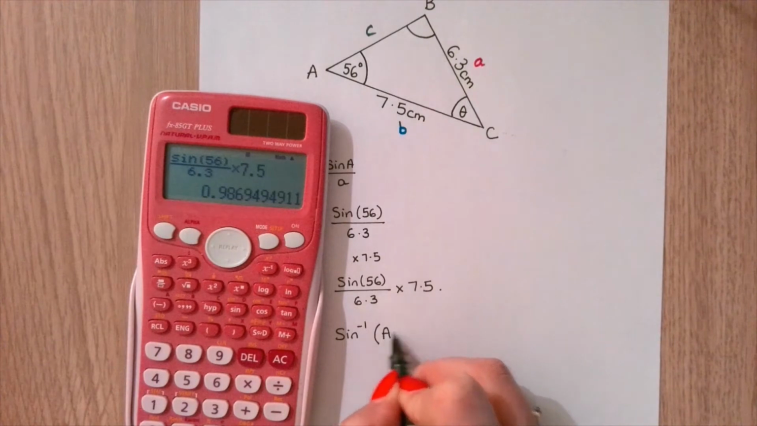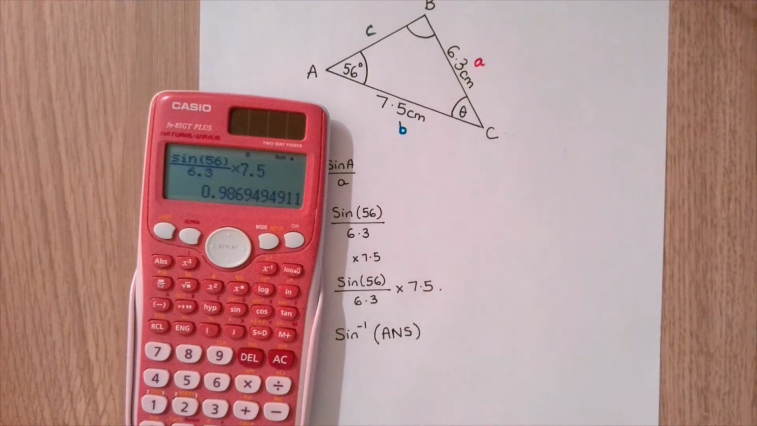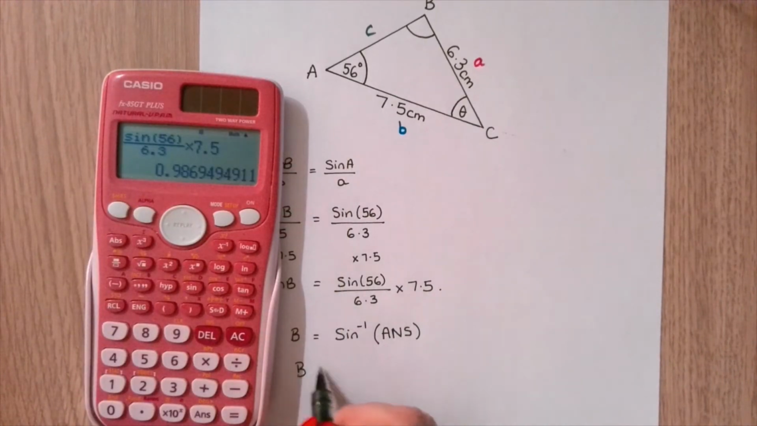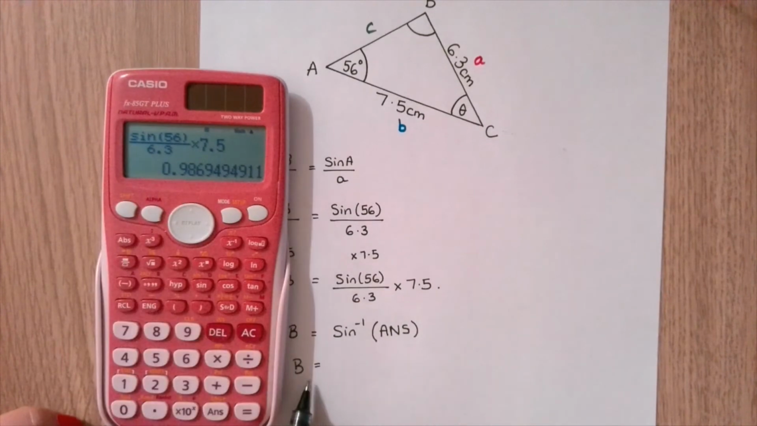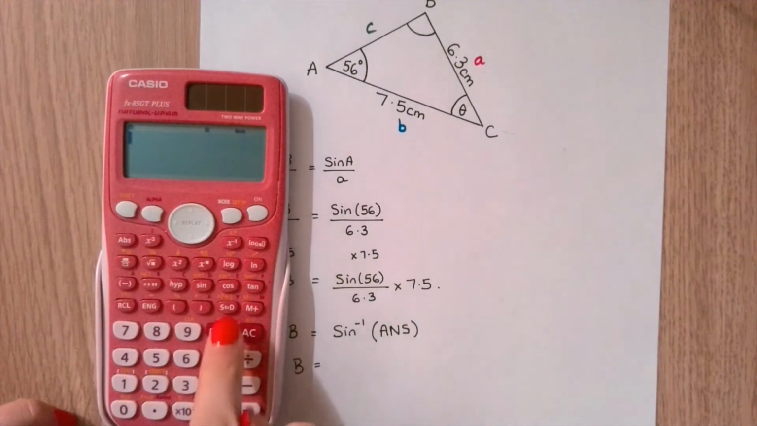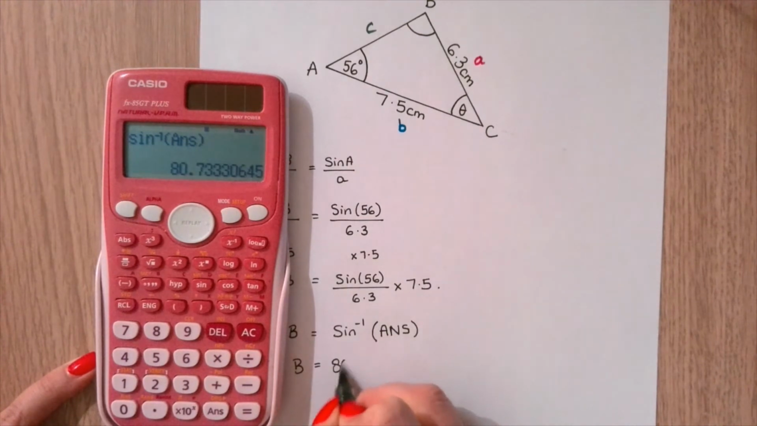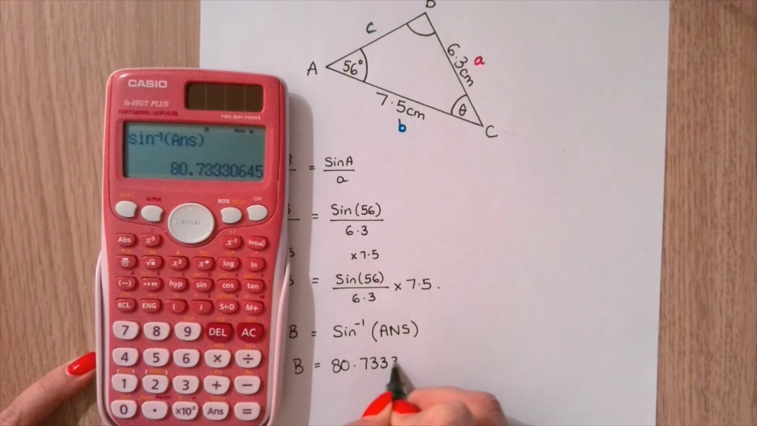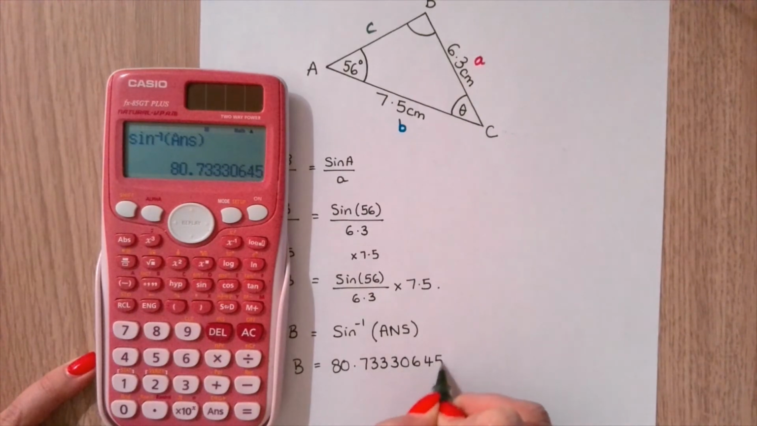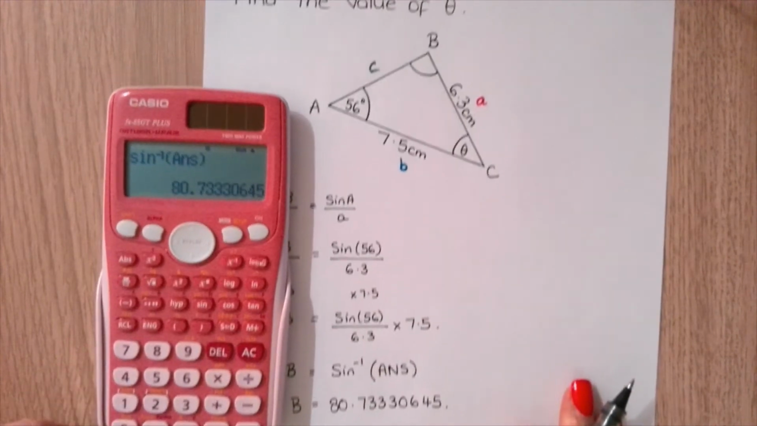What I'm going to do is just write inverse sine of the answer, and what I can say is B is equal to inverse sine, and then if I press the answer button on my calculator here, it will just use the previous answer that was just on my calculator, which is what this calculation was. When I do that, I get 80.73330645. Now I wasn't asked for angle B in the original question, I was asked for theta.